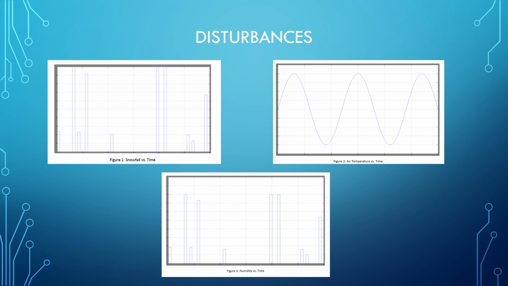And then the air temperature is sinusoidal. Here we have day and here we have night, as the temperature increases and decreases due to the setting and rising of the sun. And then the humidity follows the snowfall. When it starts to snow, the humidity starts to rise, so it peaks and rises with the snowfall.